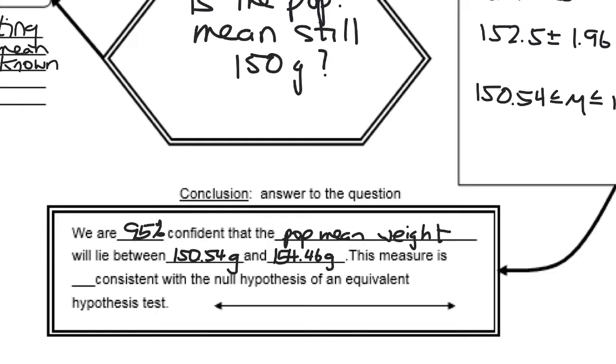All right, so the null hypothesis of the equivalent hypothesis test would be that mu, I'll just jot it down here, always equals, so mu equals 150. This measure would be inconsistent with that claim. Let me create a little number line here. Nothing too fancy, so I'll just say 150, 160. Let me pop in a 155 here. All right, 150.54, I'm going to zoom in.